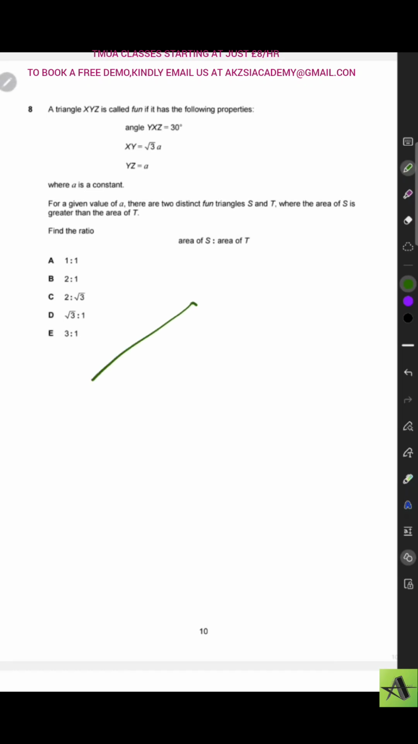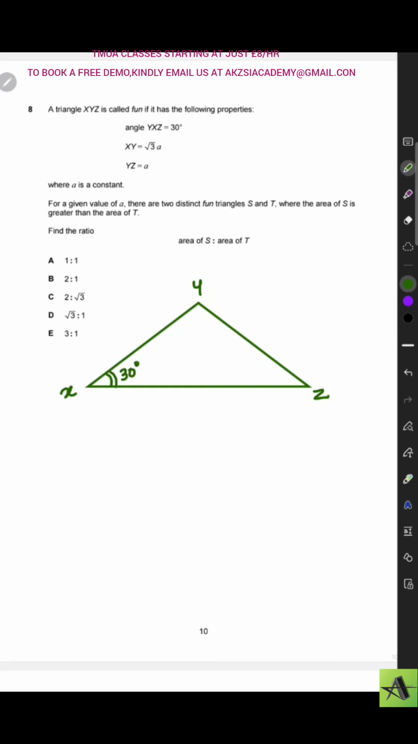Okay, so let me just quickly draw a triangle like this, and let me name it X, Y, Z. So angle YXZ, that means this angle, is given as 30 degrees. XY is root 3 A. YZ is A, where A is a constant. And there are two distinct fun triangles for a given value of A. We have to calculate the ratio and specifically mention that the area of S is greater than T.